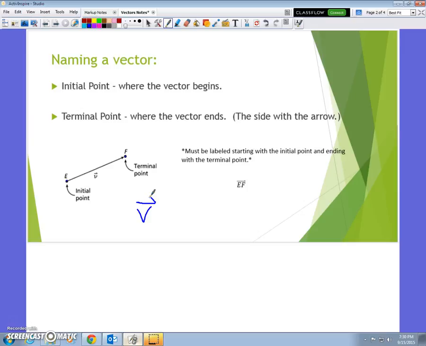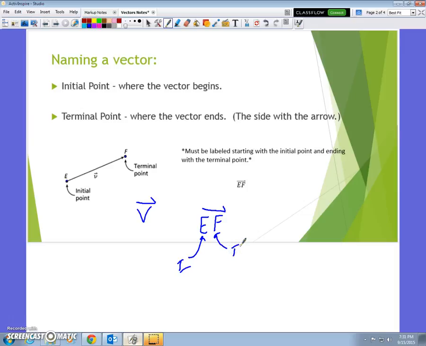Now remember, a vector only needs a distance and a direction. So it doesn't matter where the vector is on the paper as long as it's got the same distance and same direction. This specific vector could be labeled vector v, or you could label it as EF with the vector sign. Now this is important. The E must come first because it's the initial point. The F must come second because it is the terminal point.